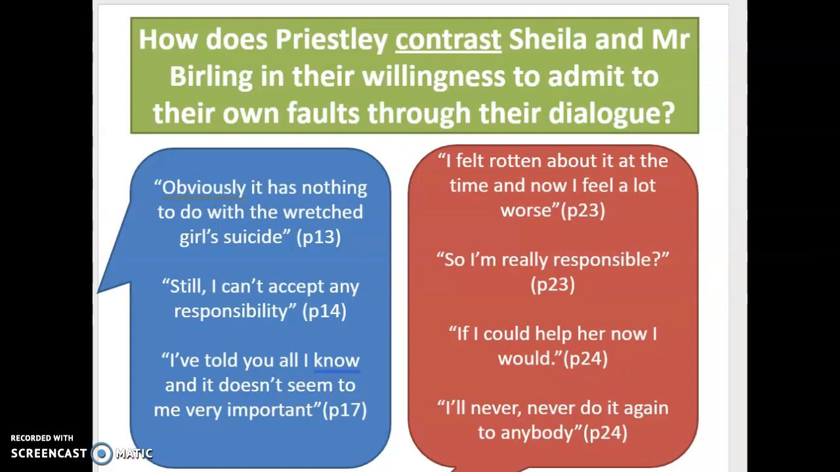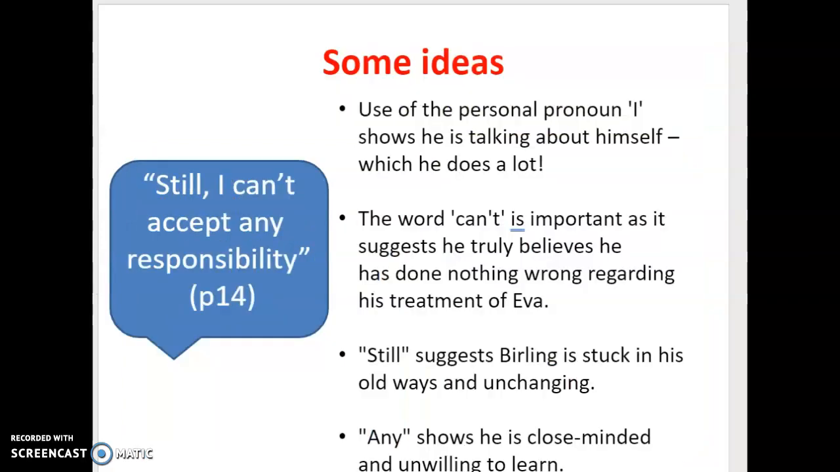I will give you an example. Here we have a quote from Mr. Birling. "Still, I can't accept any responsibility." Now, what I would have focused on here is first of all the use of the personal pronoun "I", which shows he again is talking about himself. He's done this a lot already at the beginning of the play, and it just shows he's very self-absorbed and he's full of self-importance as well.